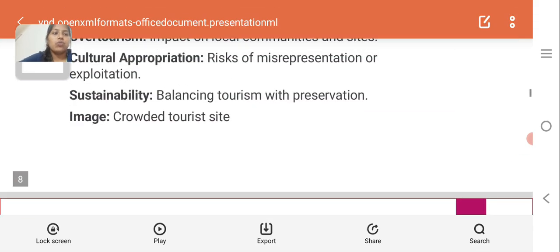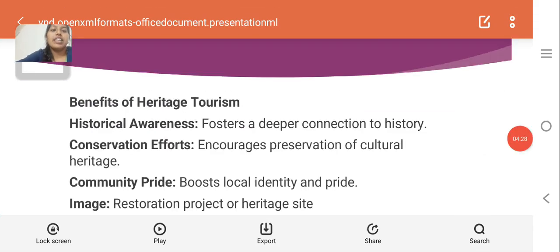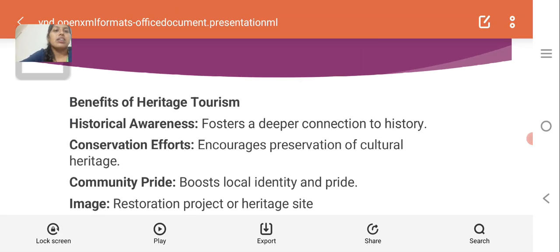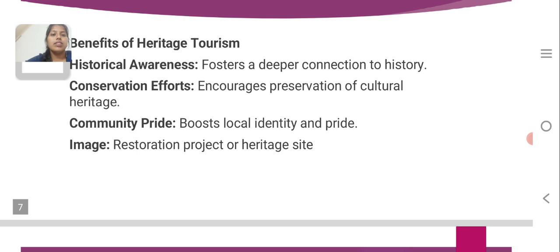And one more. Benefits of heritage tourism: historical awareness, conservation effects, community pride. Fosters a deeper connection to history; this is called historical awareness. Conservation effect: encouraging preservation of cultural heritage. Community pride: boosts local identity and pride.